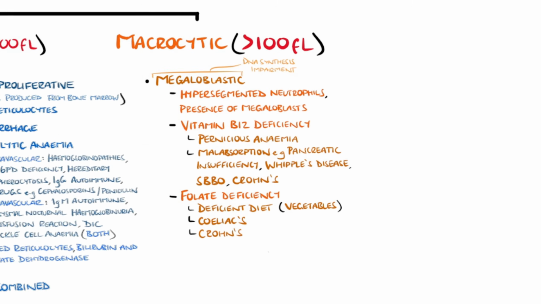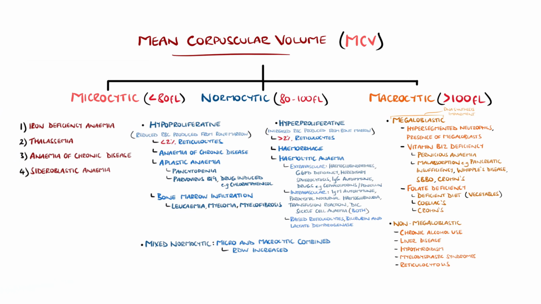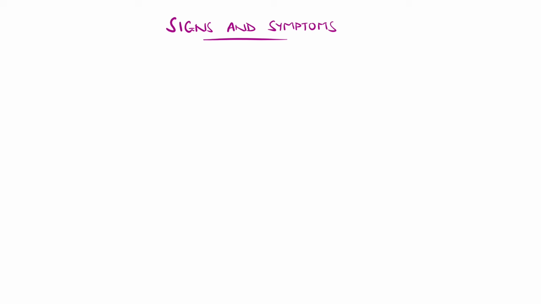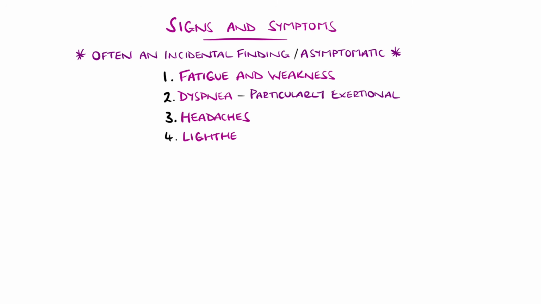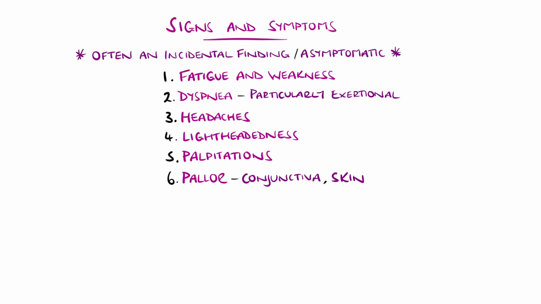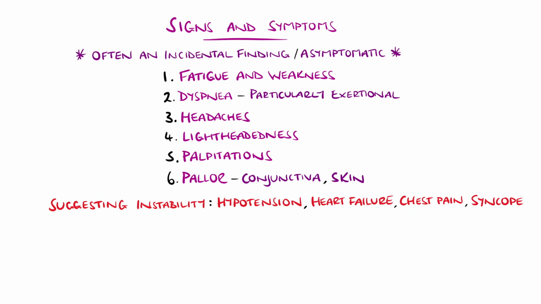Often, anemia can be asymptomatic and found on incidental testing, and generally, healthy adults can tolerate a significant anemia before becoming symptomatic. General symptoms and signs that could point to it include fatigue and weakness, dyspnea, meaning shortness of breath, especially on exertion, headaches, dizziness or lightheadedness, palpitations, or pallor, for example generalized or conjunctival. In severe cases, symptoms can include signs of hemodynamic instability, such as hypotension, heart failure, chest pain, or syncope.